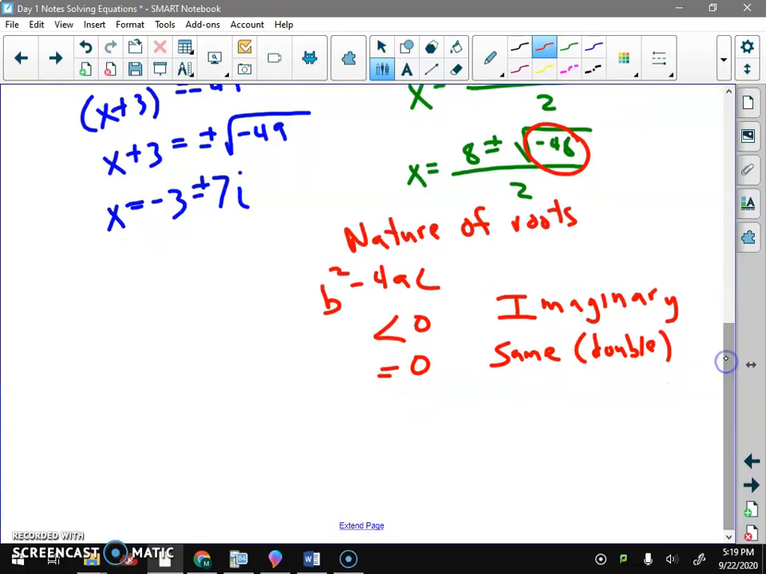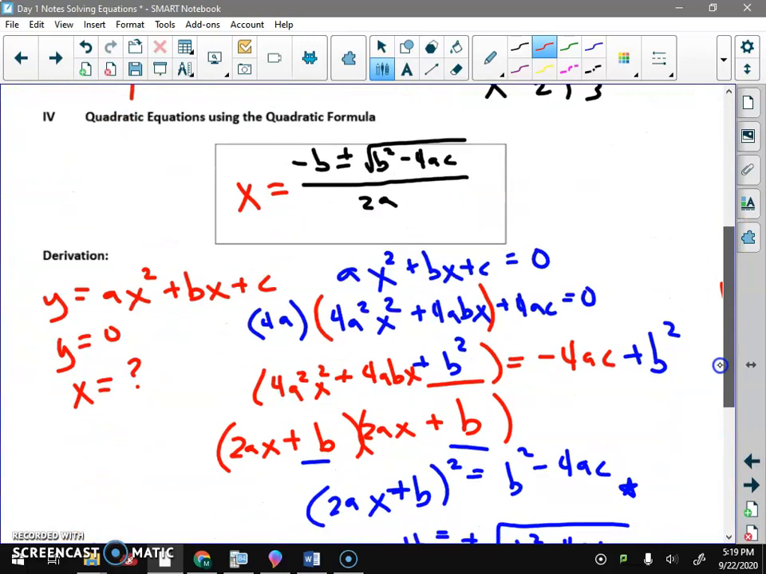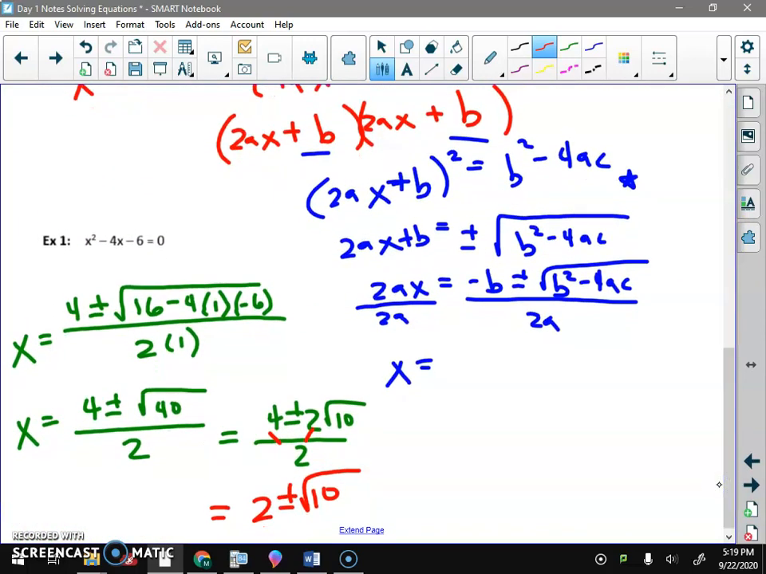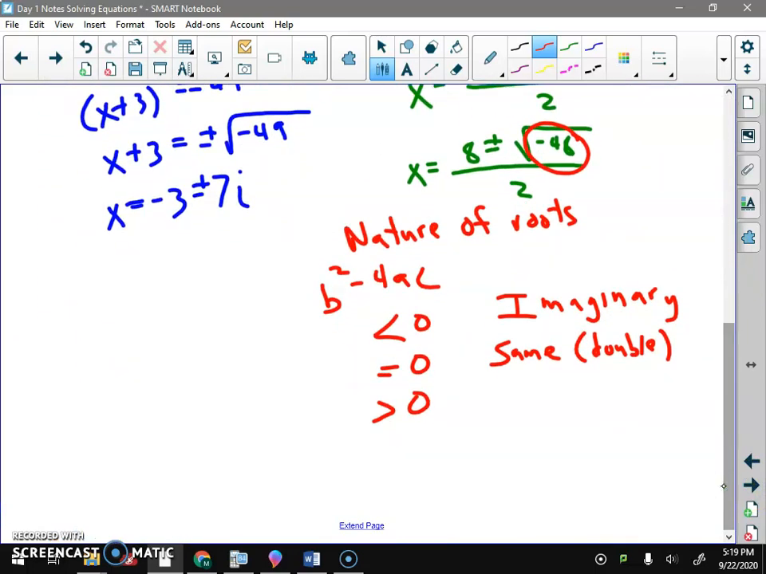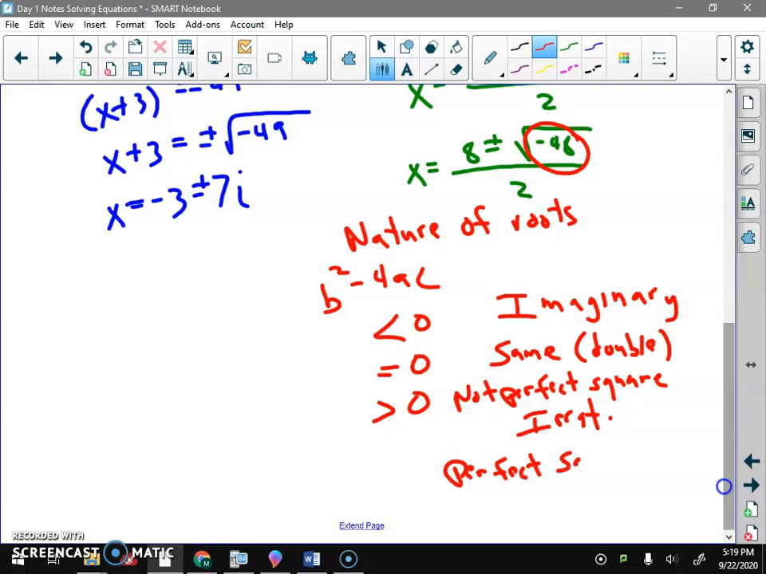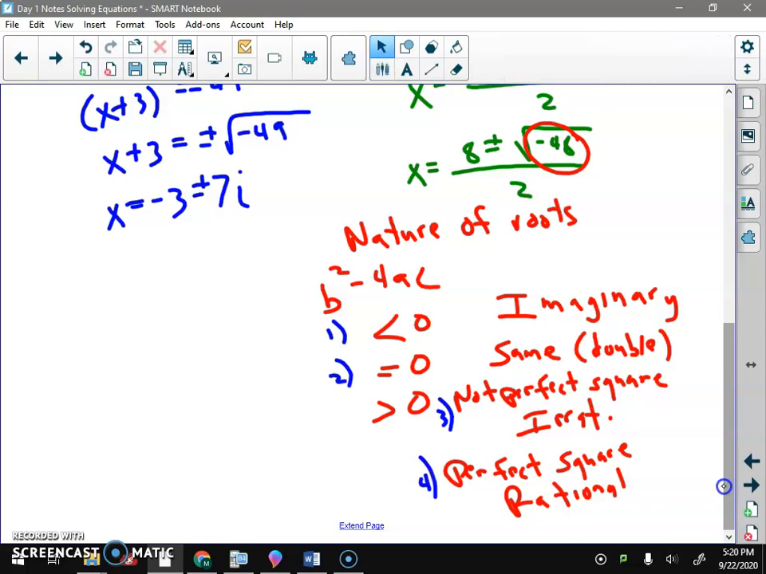And then the last choice, what if b squared minus 4ac is greater than 0? Well, there's actually two cases. There's this case here: 2 plus radical 10, 2 minus radical 10. 10 is a positive number. What type of roots are those? Those are irrational. So if we get a number that's not a perfect square, then they're irrational and greater than 0. And yes, a perfect square, then they're nice and rational. And you could make this into a nice table better than I could, I'm sure. There's 1, there's 2, there's 3, and there's 4. And again, that doesn't find the roots, it finds the nature of the roots.